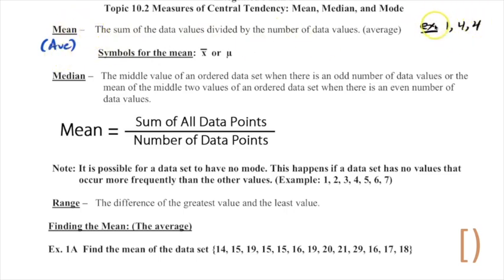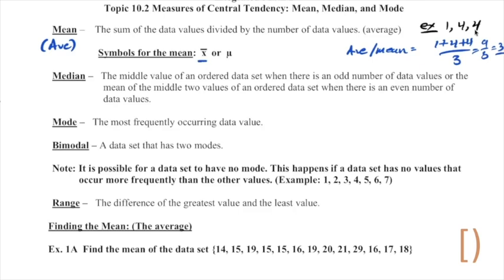For example, 1, 4, 4, if I wanted to find the average, also known as the mean, all we're going to do is add them up. 1 plus 4 plus 4, then divide by the number of things we're adding, 3. You get 9 divided by 3, which is 3. That would be my average. The symbol for mean is usually x with the line on top of it, or mu, Greek letter mu. Those are the symbols for mean.